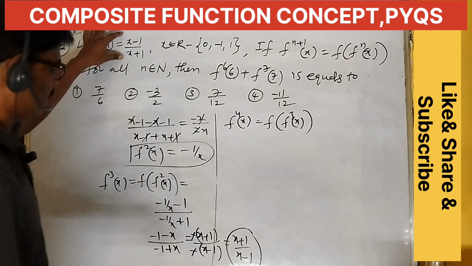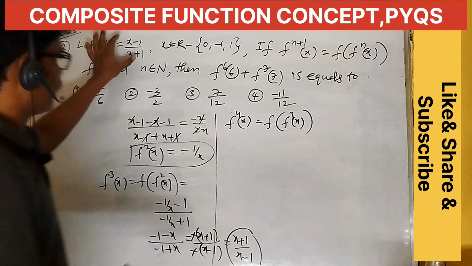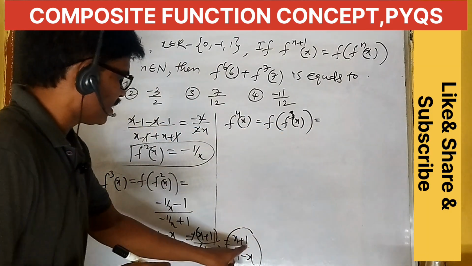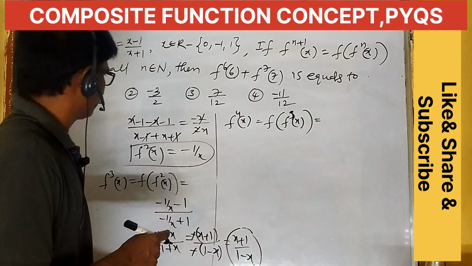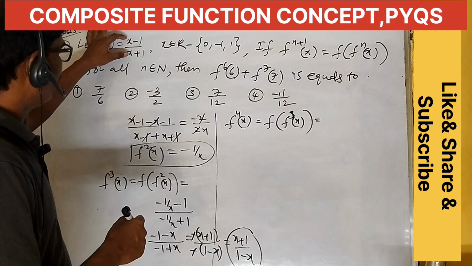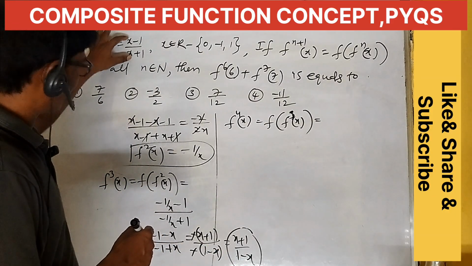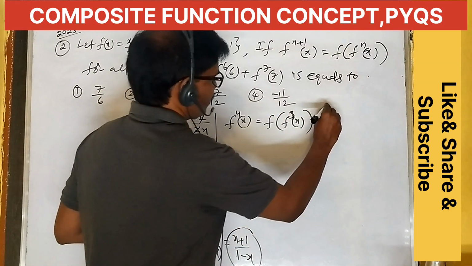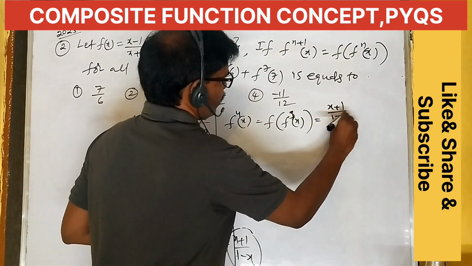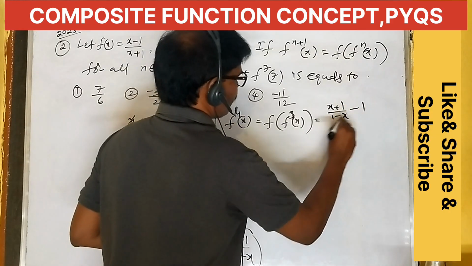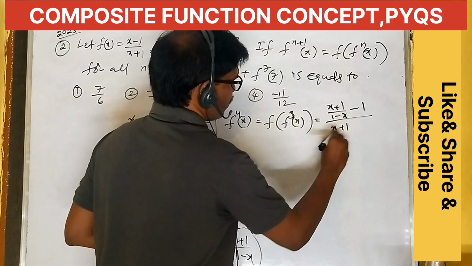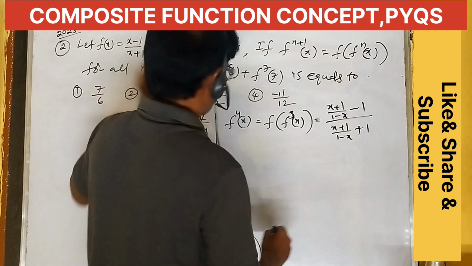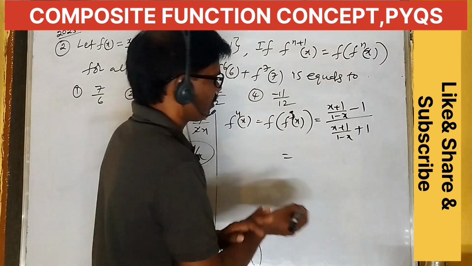What is the f of x? Write it in this case: x plus f cubed of x. The f cubed of x value is equal to x plus 1 by 1 minus x. So x plus x plus 1 by 1 minus x, here also x plus x plus 1 by 1 minus x. The numerator is x plus 1 by 1 minus x minus 1, the denominator is x plus 1 by 1 minus x plus 1. Simplify this, this is f to the power 4 of x.